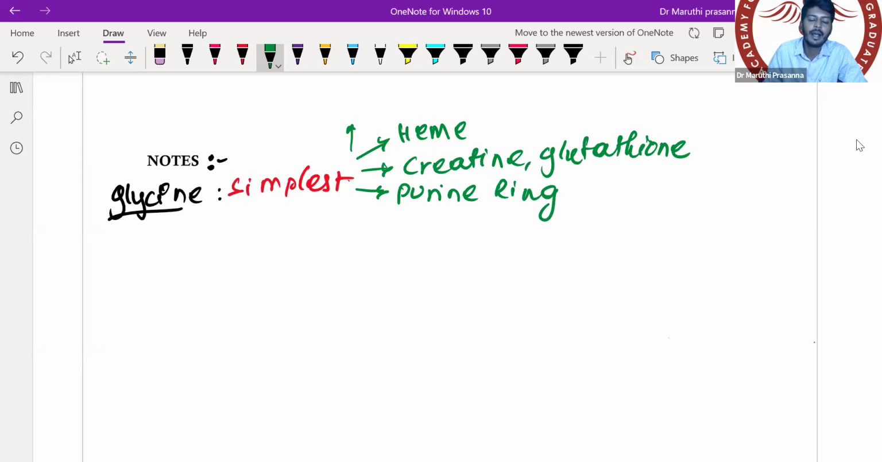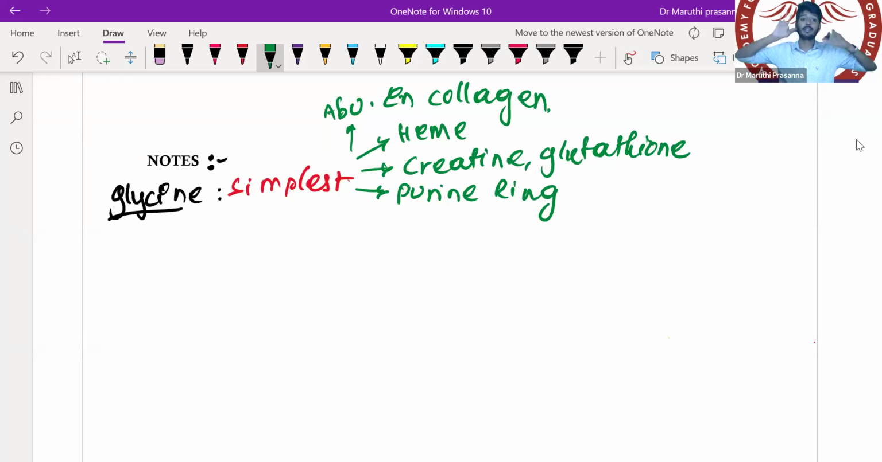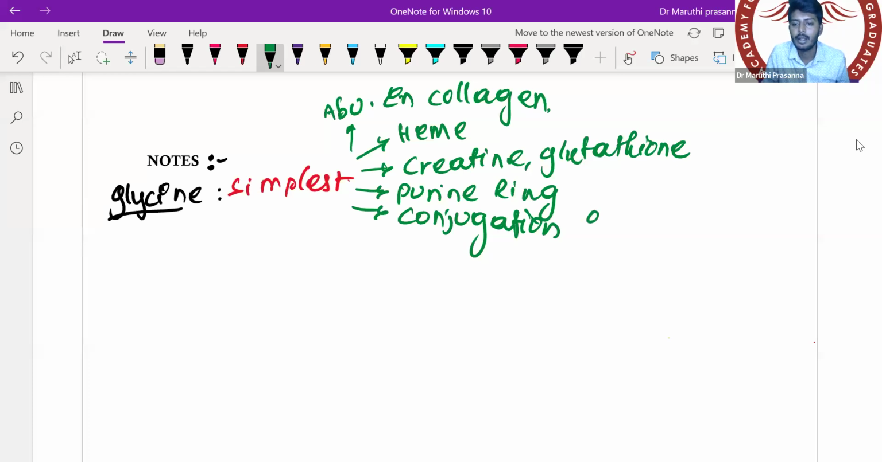It is abundantly present in collagen. Collagen is a protein, and in this protein glycine is most abundant. Let's imagine for a number, you have 1,000 amino acids in collagen. Among those 1,000, 200 amino acids will be glycine only, and the other 800 will be the rest. So glycine is highest in quantity in collagen, and it is also responsible for the conjugation of bile. These are the functions of glycine.